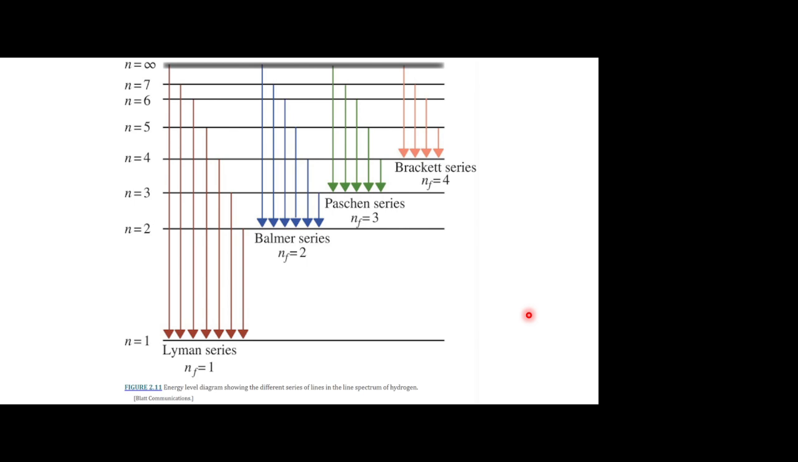Okay. So this is the energy level diagram that's shown for different series of lines in the line spectrum of hydrogen. You can see the different series and their different energy transitions. And of course, these are all the emissions. You can also do absorptions, just going the opposite way. Everybody good with that so far? And remember, these lower energy transitions right here are your infrared, near infrared, visible, ultraviolet, right?